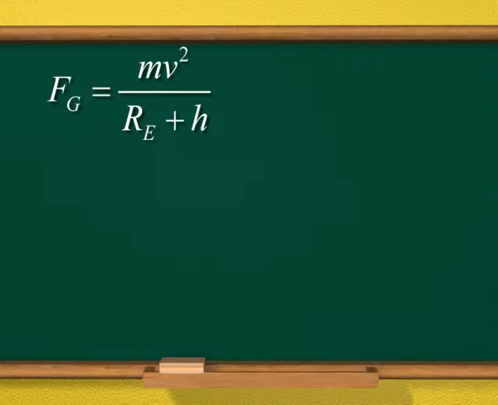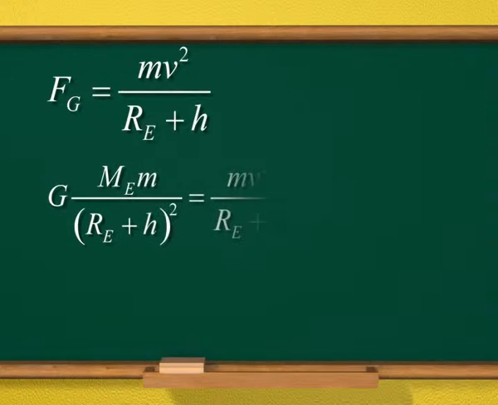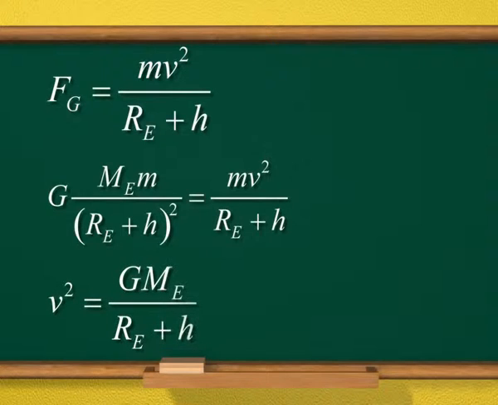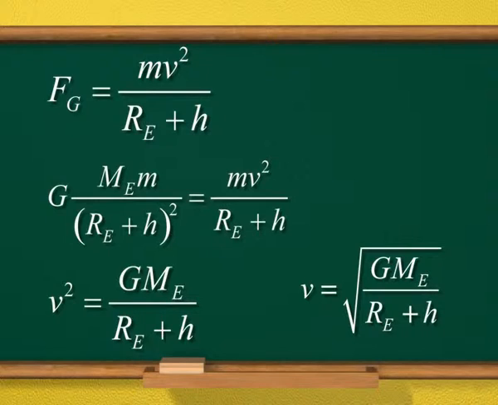Hence, Fg is equal to mv square upon Re plus h, or G into the product of Me and m upon square of Re plus h is equal to mv square upon Re plus h. On solving this, we get v square is equal to G into Me upon Re plus h, or v equal to the square root of G into Me upon Re plus h.